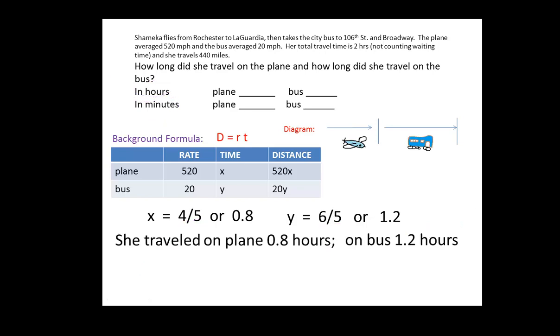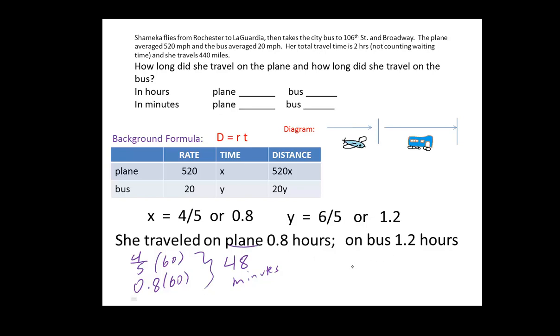We know how long she traveled on the plane and on the bus in hours. We need to change to minutes. To do that, just as 1 hour is 60 minutes, 4/5 of an hour is 4/5 times 60, or you could do 0.8 times 60. In either case, you should come out with 48, and that's the number of minutes that she's on the plane.